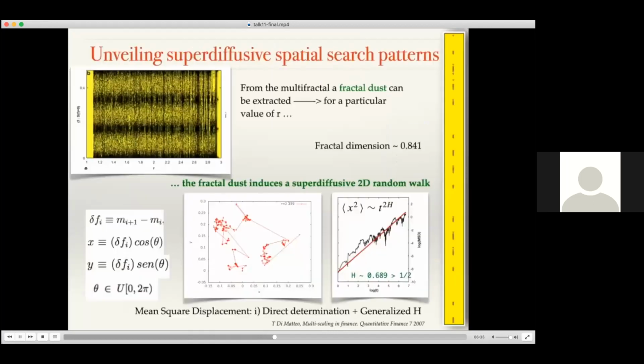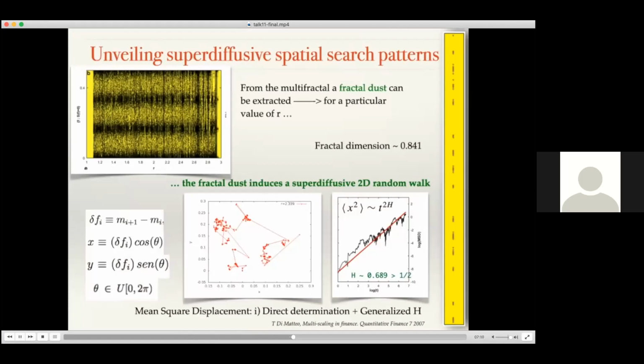That is, we can fix a value of the control parameter R and take a line of points. That line of points for fixed value of R is the set of points in the right figure, where the points come from the power spectrum. That object is a fractal object with a fractal dimension 0.841. So from that fractal dust we can induce a superdiffusive two-dimensional random walk.